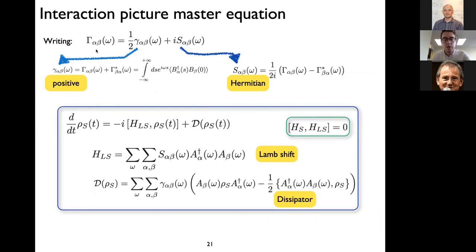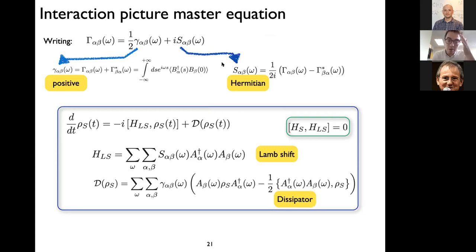What we can do is go to these quantities, which are the one-sided Fourier transforms of our environment correlation functions, and split them in the following way. This will generally define a complex quantity, but we can split it into its real and imaginary parts. Its real part, which we denote as gamma, is defined in the following way. You can show that this is equal to the two-sided Fourier transform of our environment correlation function. I won't go into the specific details, but you can prove under certain assumptions that these coefficients are always positive, or non-negative, I should say.